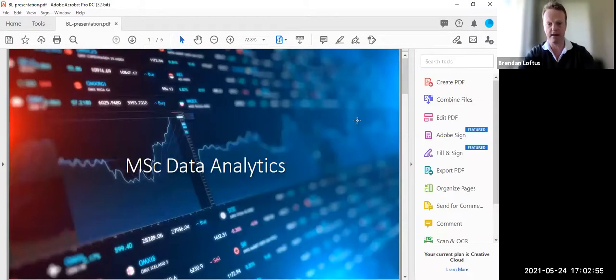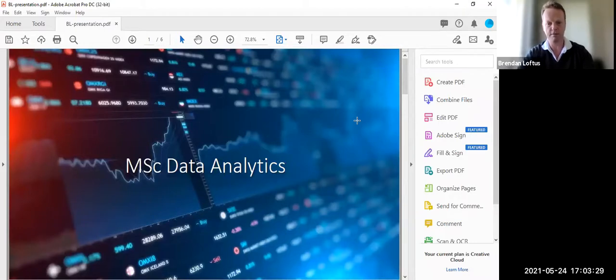So the format, I guess, is that we've introduced ourselves. I'm going to go briefly through an overall view of the program. It's a relatively bare bones presentation, if you like, which introduces the core idea behind the program. And hopefully either during the presentation or after the presentation, there'll be time for questions or for clarifications about things that you may not be sure of.